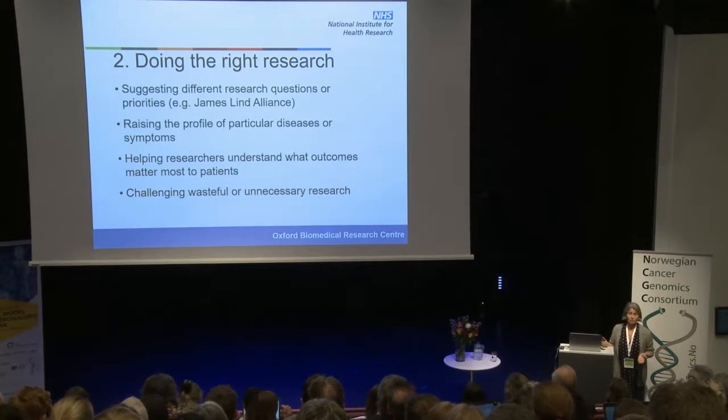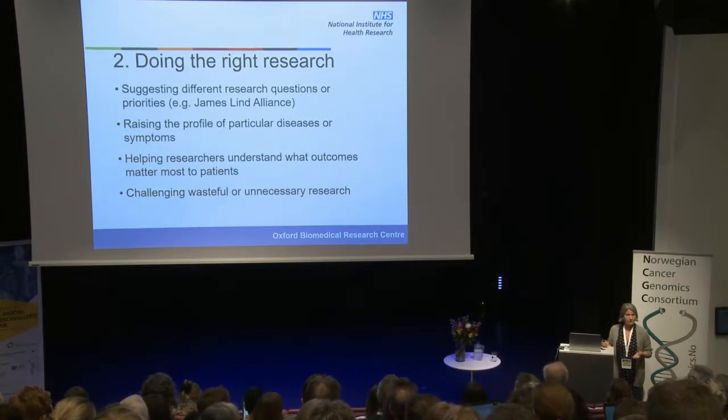They may raise the profile of particular conditions or symptoms. They can perhaps particularly help in saying, these are the outcomes that really matter to us, rather than the ones that you're measuring. So when you're designing research, you should be paying attention to this. So famously, one example of that is in rheumatoid arthritis, where the patient-reported outcome survey didn't include fatigue. And people with arthritis said, fatigue is the biggest thing for us. So they changed the outcome measure. And they may also challenge wasteful or unnecessary research and say, we actually don't think that's a priority. Let's do something different.